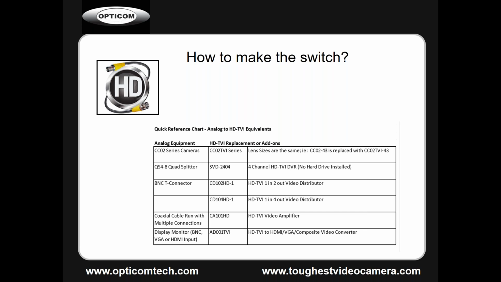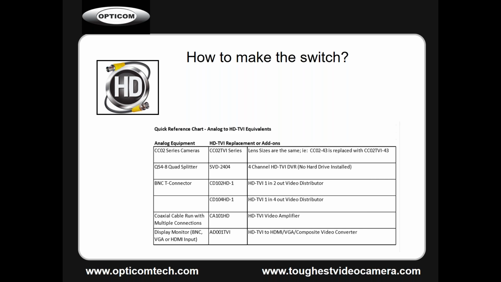Same thing. If you're analog, you've got a QS4-8 quad splitter. The equivalent of that would be the SVD2404 4-channel HD TVI DVR. And then again, the BNC T connector: we've got the 1 in with 2 out, and then we have another option that's the 1 in with 4 out. That will work if you want to go from a camera out, or straight from your processor, your DVR or whatever, and run it to 4 different monitors or 2 different monitors. You can run it right out of that.